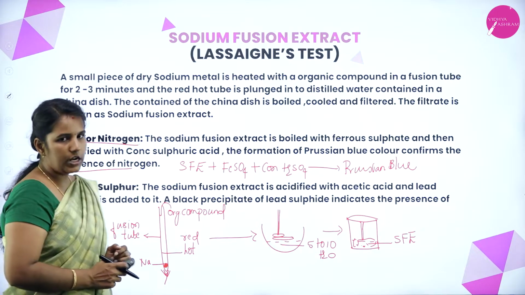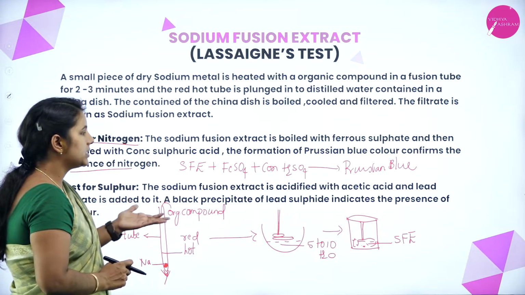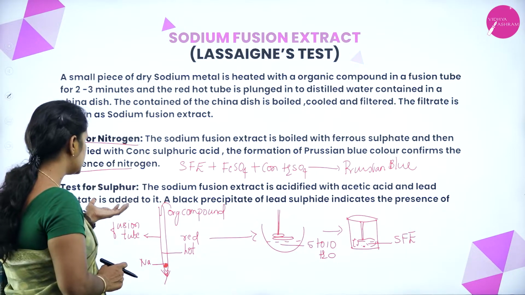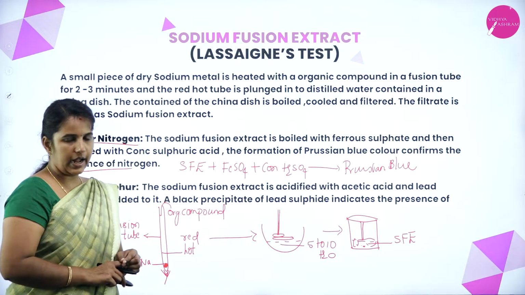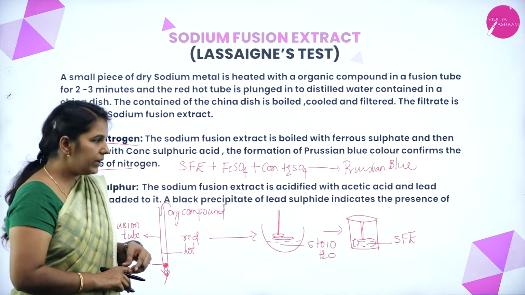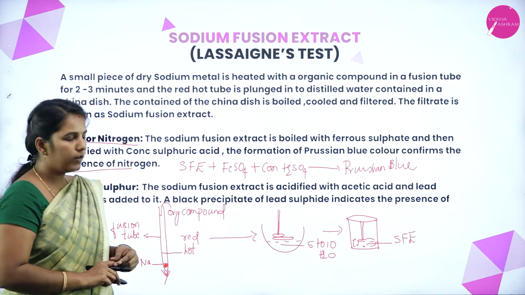Next is detection of sulfur. The sodium fusion extract is acidified with acetic acid and lead acetate is added to it. A black color precipitate, which forms lead sulfide, indicates the presence of sulfur.